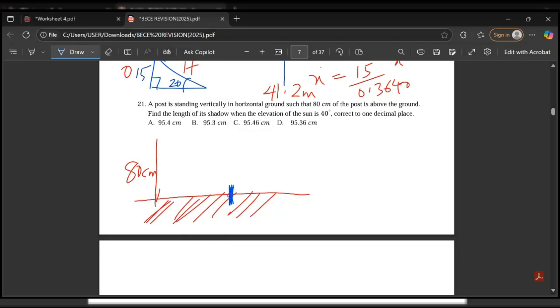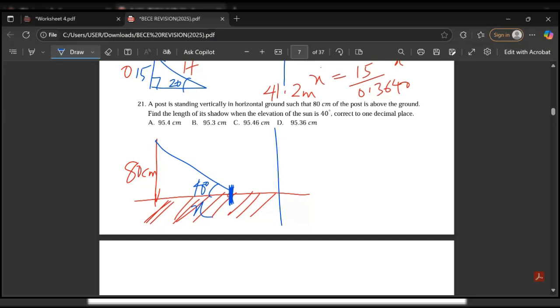You understand? That's the length of the shadow we want to find, when the angle of elevation of the sun is 40 degrees. So when you look at the sun from that place, it's going to be 40 degrees. We are now looking for this place, X. So from here, we are going to make use of SOHCAHTOA as well.